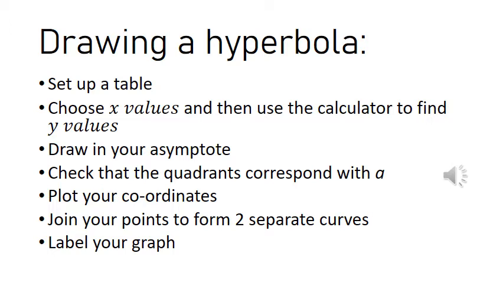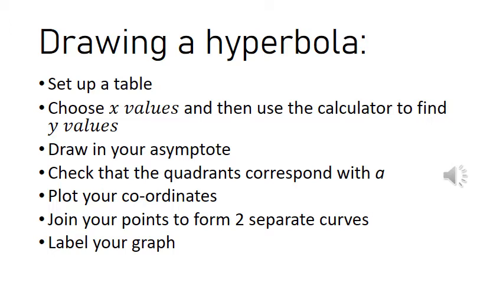Then you're going to check your A value. If your A value is positive, remember your points should be in quadrant 1 and 3. And if your A value is negative, your points should be in quadrant 2 and 4. So you're just going to double check that your points fall in the correct quadrants.